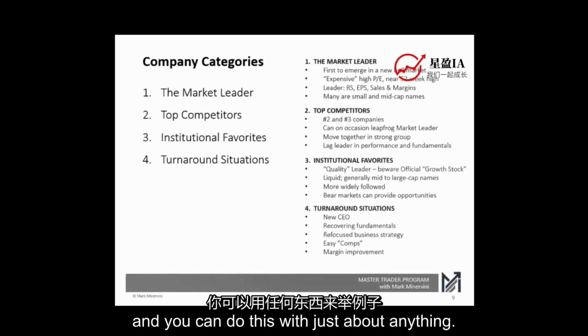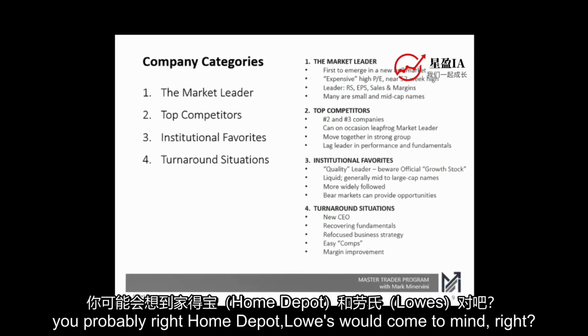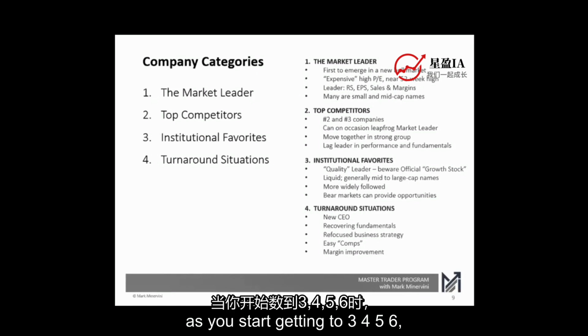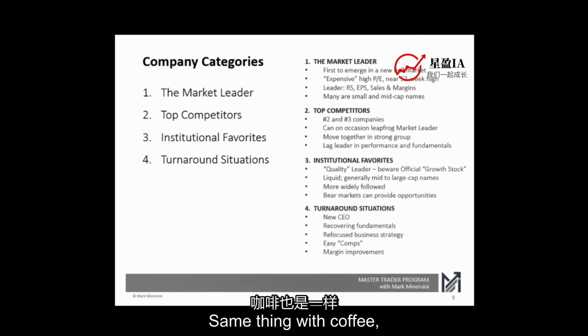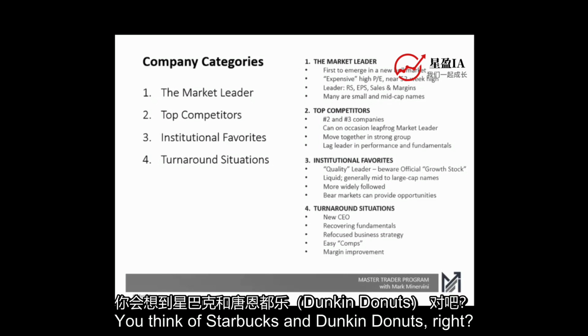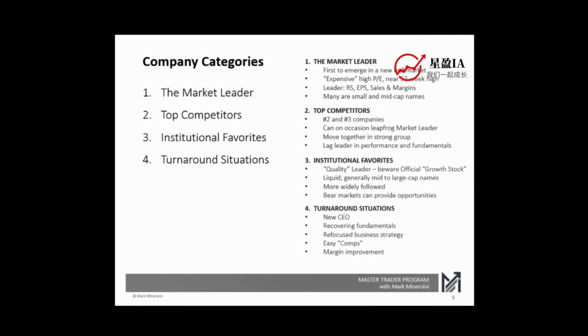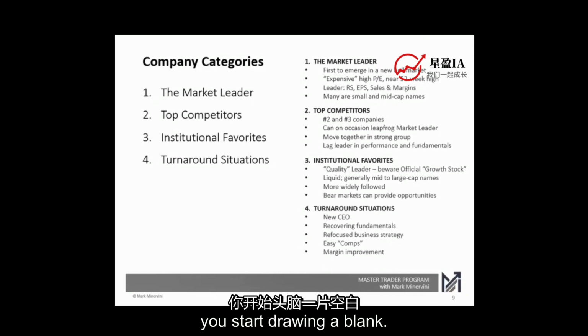And you could do this with just about anything. If I said home improvement, you'd probably say Home Depot, Lowe's would come to mind, right? What's number 3? What's number 4? As you start getting to 3, 4, 5, 6, it just gets harder and harder to identify the leaders in that area, right? Same thing with, let's say, coffee. Coffee, you'd think of Starbucks and Dunkin' Donuts, right? Maybe if you're Canadian, Tim Hortons, right? But as you get to number 5, you start drawing a blank.